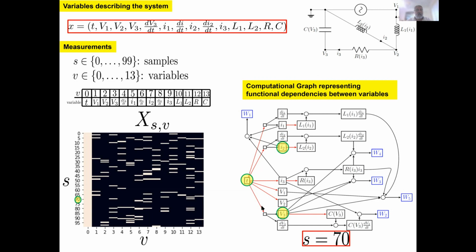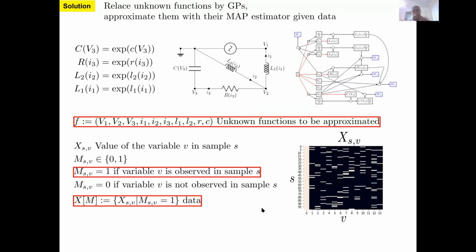Okay. Now our solution is to replace unknown functions by GPs and compute their MAP estimator given the data. To describe this, write F for the vector whose entries are the unknown functions to be identified. Write M for the Boolean matrix whose entry SV is equal to 1 if variable V is measured in a sample S and 0 otherwise. And using Python notation, write X of M for the observed entries of the matrix X.